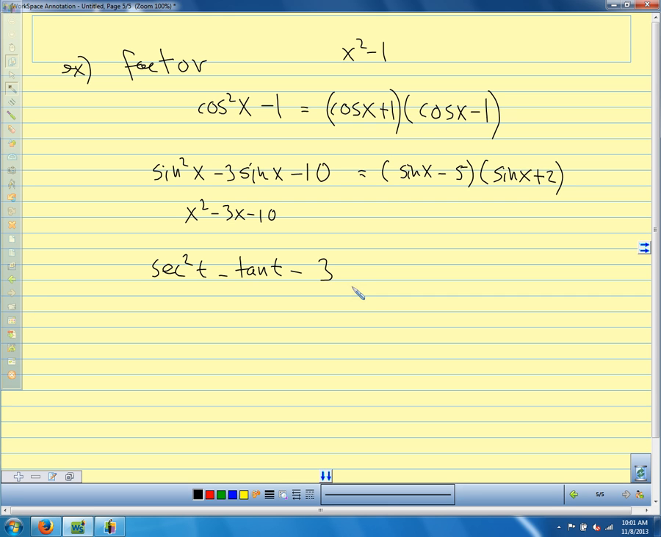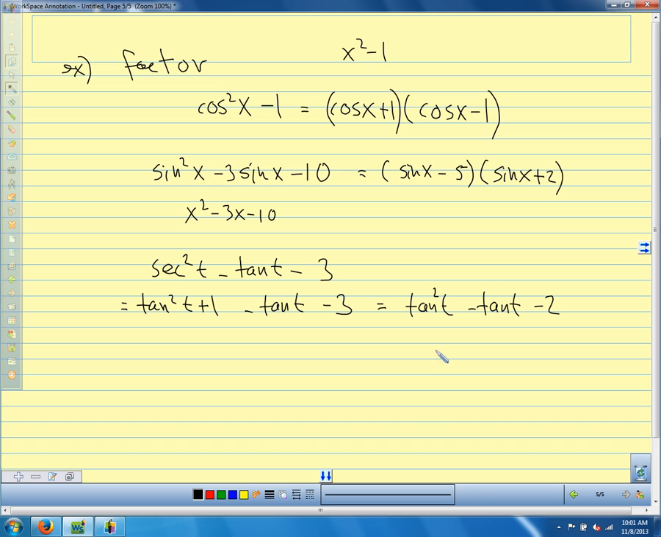I have two different trig functions. But what does this secant squared suggest that we should look at? When we have a trig function squared, we should think of Pythagorean identities. So secant squared t is equal to tangent squared plus 1. So this is tangent squared t plus 1 minus tangent t minus 3. Now I'm going to combine like terms and I get tangent squared t minus tangent t minus 2.